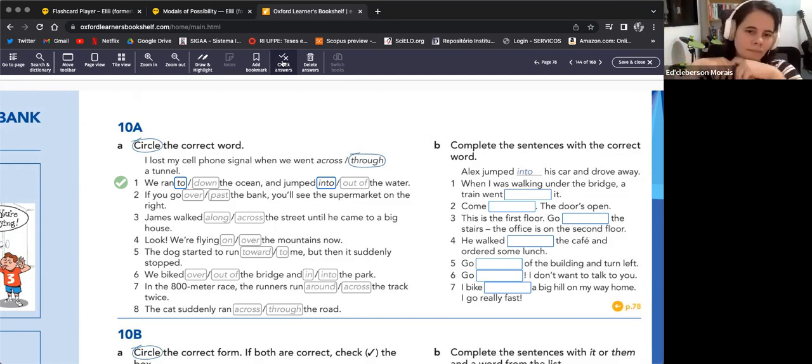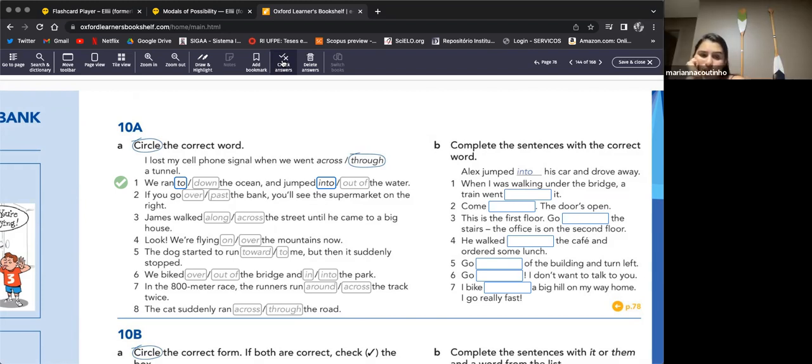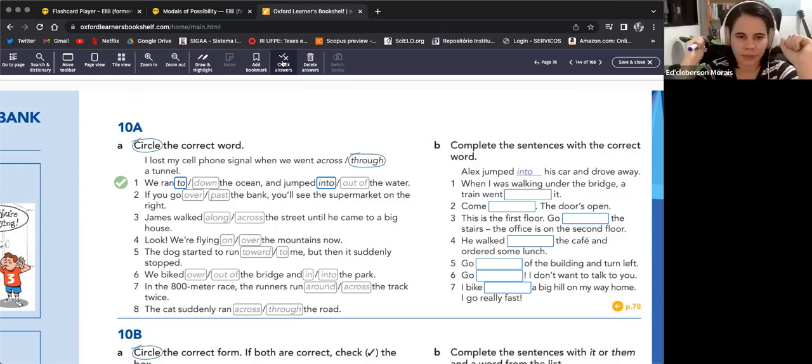Number 2, can you read? If you go over or past the bank, you will see the supermarket on the right. Past, okay? You cannot go over the bank, okay? If you go over, you'll go over a bridge, okay? Not over the bank. You go past, tipo, você passa, ok? Se você passa o banco, você vai ver o supermercado. You see the supermarket on the right, okay? Let's check. Correct. Number 3.